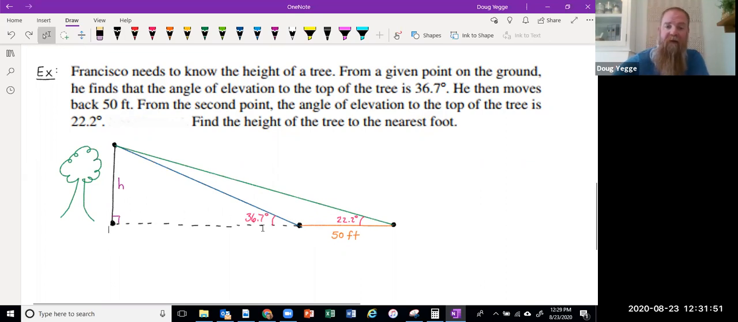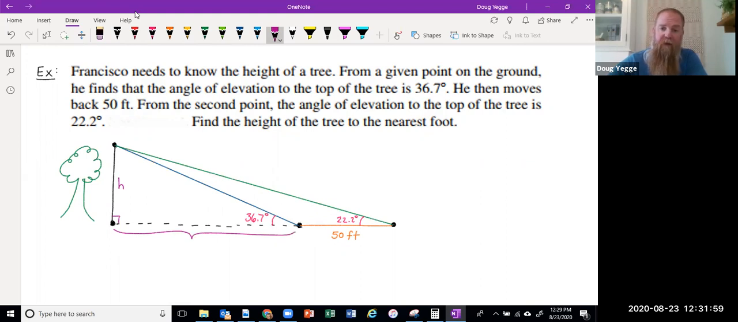The adjacent side to the 36.7 degree angle would be right here. But again, we don't know what that is. So we know that this is going to be x feet, but we don't know how far. Okay, so let's just call it x. And now it looks like we have a couple of relationships we could come up with. I see one relationship for the blue triangle, which would show that tangent of 36.7 degrees is equal to opposite over adjacent.